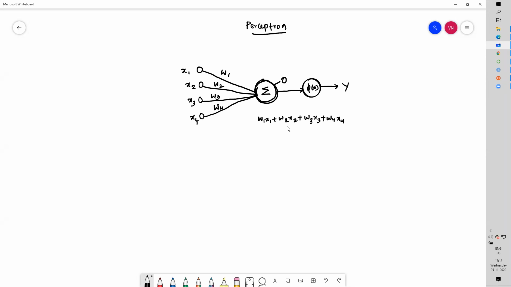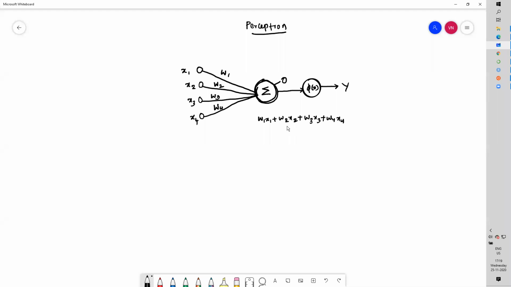Now let's deep dive into this activation function, because the summation function is very easy and straightforward. Each input multiplied by certain weights and summed up together is the summation function. So the summation function is pretty straightforward. But this one here, the activation function, is the tricky one. Now let's see what this activation function is.